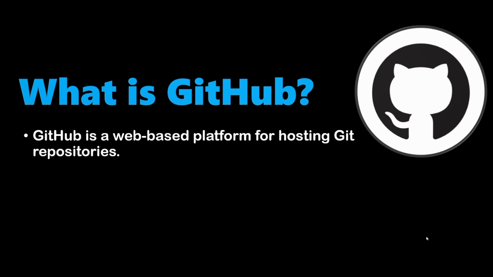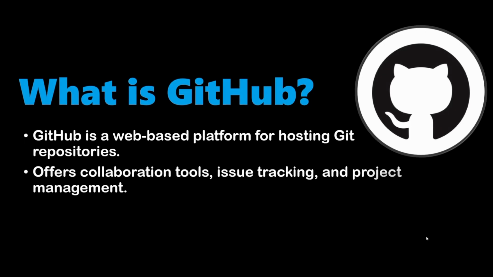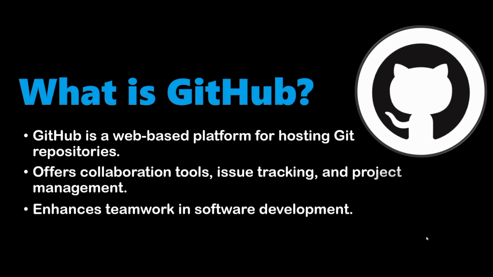Developers can work together easily from anywhere. They can propose changes, discuss them, and make sure everything works fine before adding it to the main project, right? It offers collaboration tools, issue tracking, and project management, and it enhances the teamwork in software development. With Git and GitHub, your code is safe. Even if your computer crashes or gets lost, you can always get your code back from GitHub. GitHub helps track and manage tasks and problems in your project. It's like a to-do list for your code.